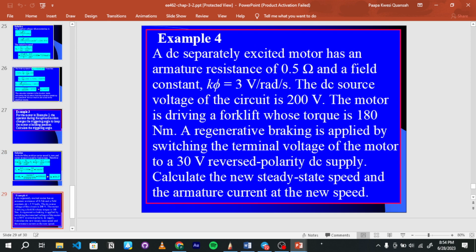Now let's look at our last question for today. A DC separately excited motor, so it's the same thing. The motor has R A and K phi. The DC source voltage V is 200. The motor is driving a forklift whose torque is 180 Newton-meters. A weak regenerative braking is applied by switching the terminal voltage of the motor to a 30 volt reverse polarity DC supply.